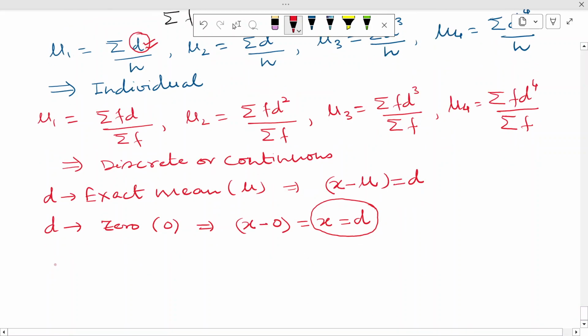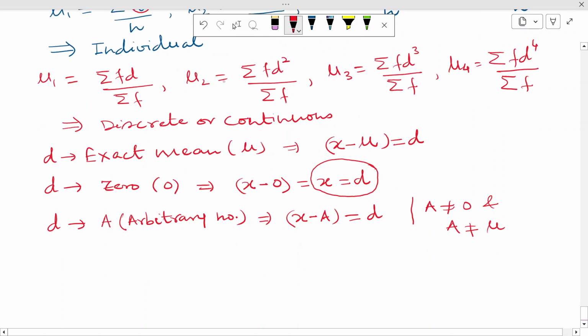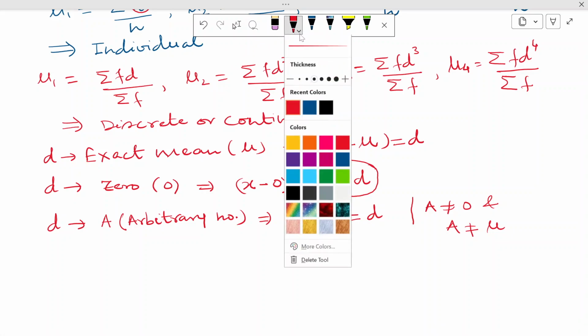And the third possibility is you are calculating this d from some number a, which is your arbitrary number. So you are calculating the deviation from any arbitrary number, meaning you are calculating this as x minus a, which is d. Now the important thing here is this a is neither 0 nor equal to mu. So now we have an understanding that we are having two types of moments in general, which are central and non-central moments.